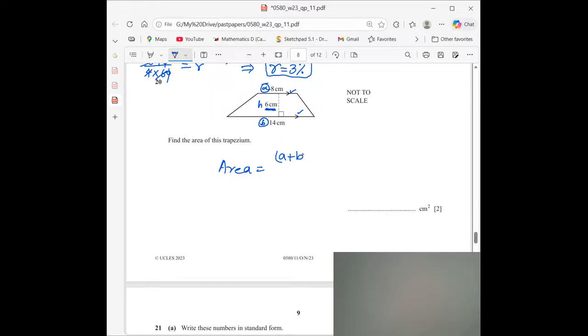A is 8, B is 14, H is 6. All these are multiplied and divided by 2. We can convert the 6 into 3, and then we can see that 14 plus 8 is 22. 22 multiplied by 3 is 66. So we have the answer. The area of this trapezium is 66 centimeters square.